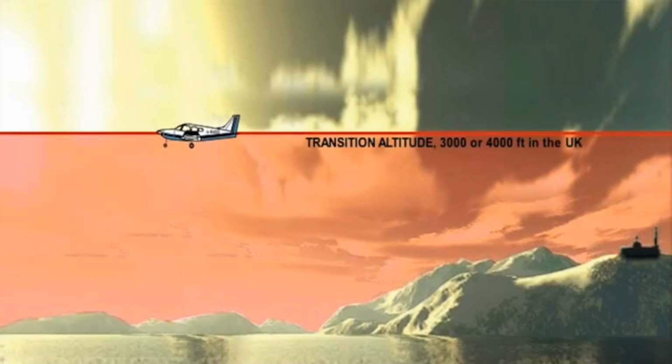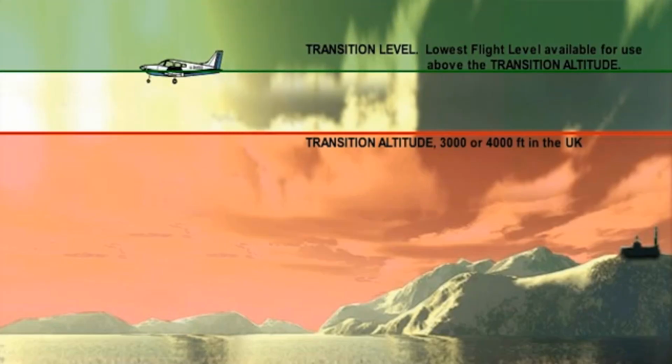The transition altitude is the altitude at or below which the vertical position of an aircraft is expressed and controlled in terms of altitude. In the United Kingdom, its value is commonly 3,000 or 4,000 feet. The transition level is the lowest flight level available for use above the transition altitude. At and above transition level, vertical position is expressed as a flight level.